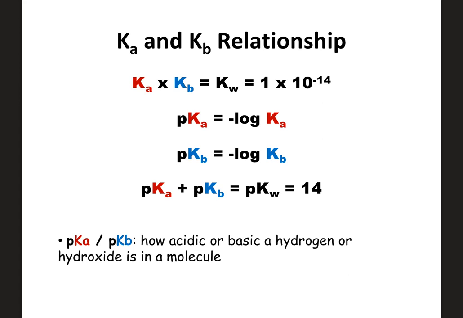Now, you can also have a pKa and a pKb. Essentially, a pKa and a pKb are telling you how acidic or basic a hydrogen or hydroxide is in a molecule. It's very similar to a pH or a pOH, but in this case, it's in terms of a pKa and a pKb. It's very similar in terms of the equations as well. A pKa is equal to the negative log of Ka, just like a pH is equal to the negative log of the concentration of H plus. So a pKb is going to be equal to the negative log of Kb. And when you take pKa and pKb and add them together, you get 14, just like if you took pH and pOH and added them together, you get 14 as well.